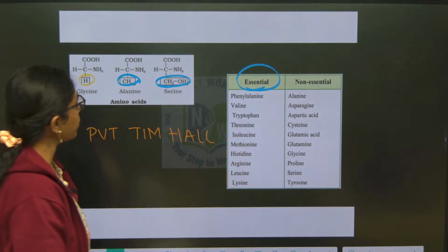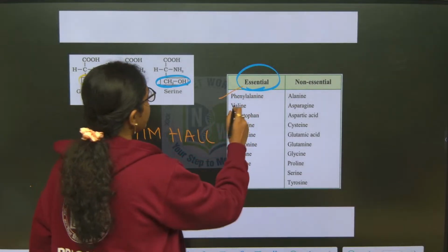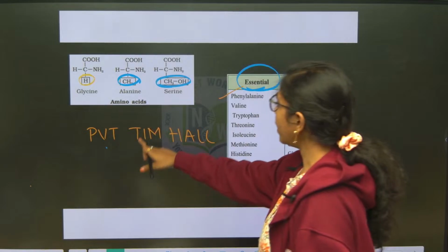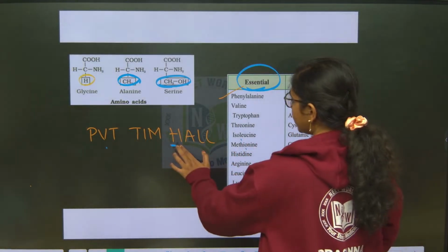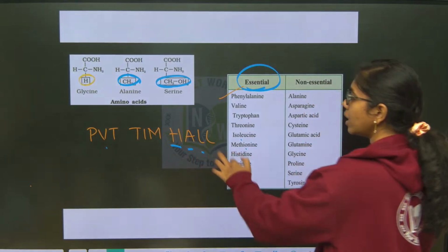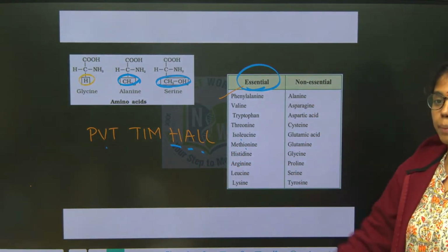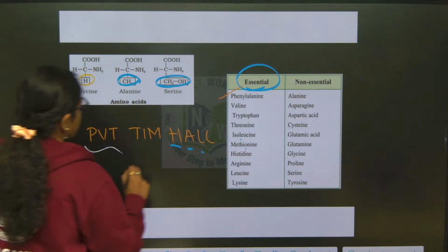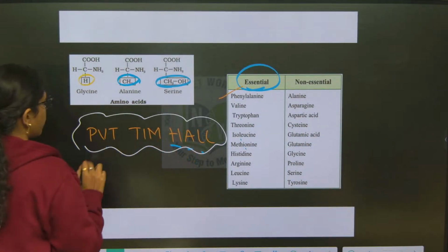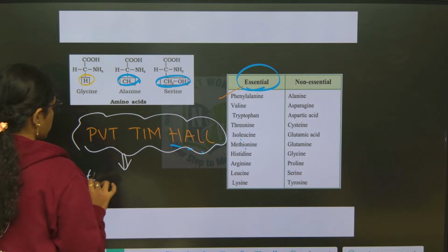So, essential amino acids include what? Phenylalanine, valine, tryptophan, threonine, isoleucine, methionine, histidine, arginine, leucine and lysine. PVT TIM HALL, this you remember for what? Essential amino acids. Take it down. This is for essential amino acids.